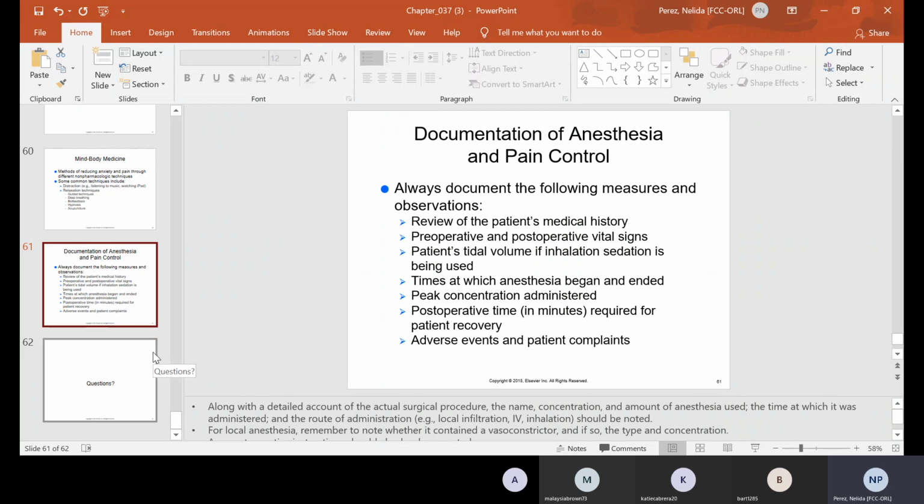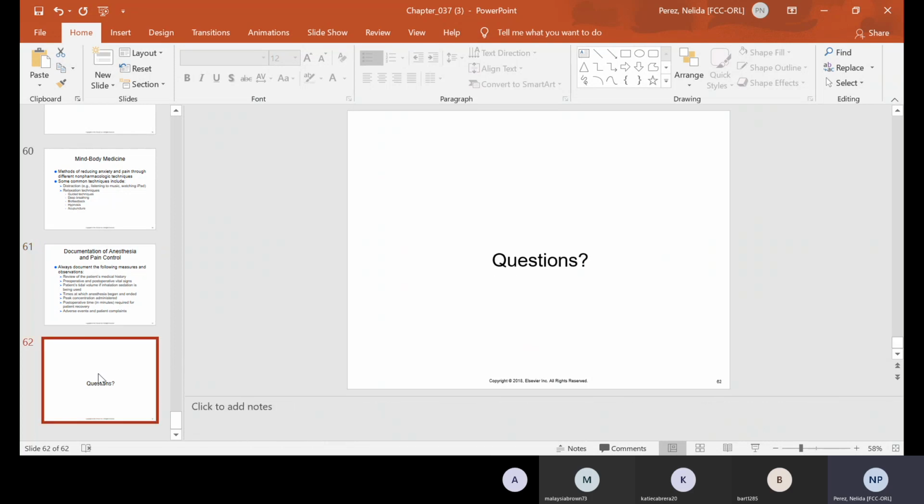But no matter what procedure you're using, you have to document precisely, accurately, without mistakes, because once you write up a chart, that can go to a court of law if the patient ever decides to sue. So you have to be real careful.